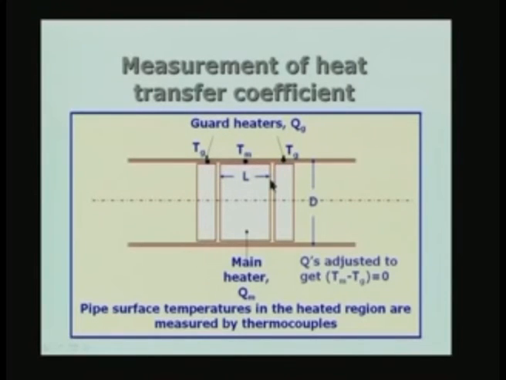What I am going to do is adjust the power which is given to the 2 guard heaters such that Tm minus Tg equal to 0. That means that there is no temperature difference between the region here and the region here. So, 3 thermocouples are there. The temperature difference between these 2 thermocouples and these 2 must be adjusted to 0 by adjusting the heater power which is supplied to the guard heaters, by having some kind of a controller. The heater power is controlled such that these 2 temperatures are the same value.